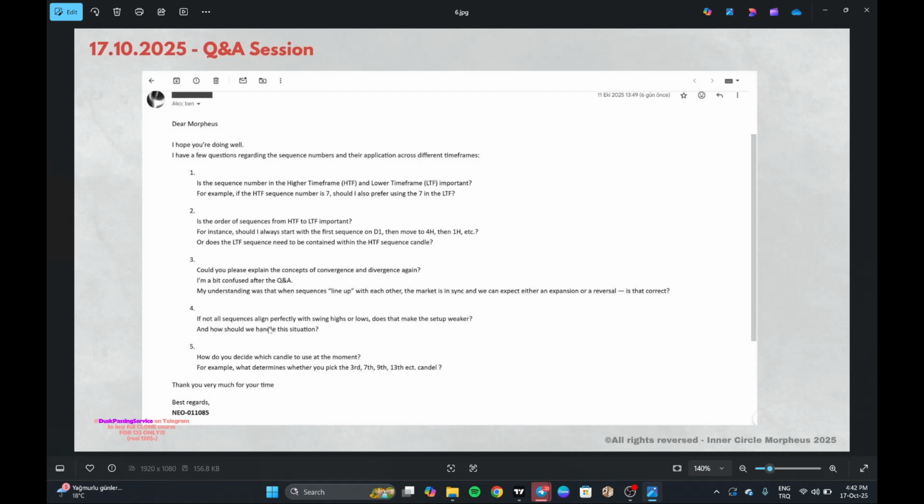So I'm reading it again. Does that make the setup weaker? Yes, that makes the setup weaker. But it's always better to wait for the perfect order in the sequence. Once you wait for the perfect order in the sequence, then your setups will have a higher win rate. And this higher win rate is directly linked to your patience.